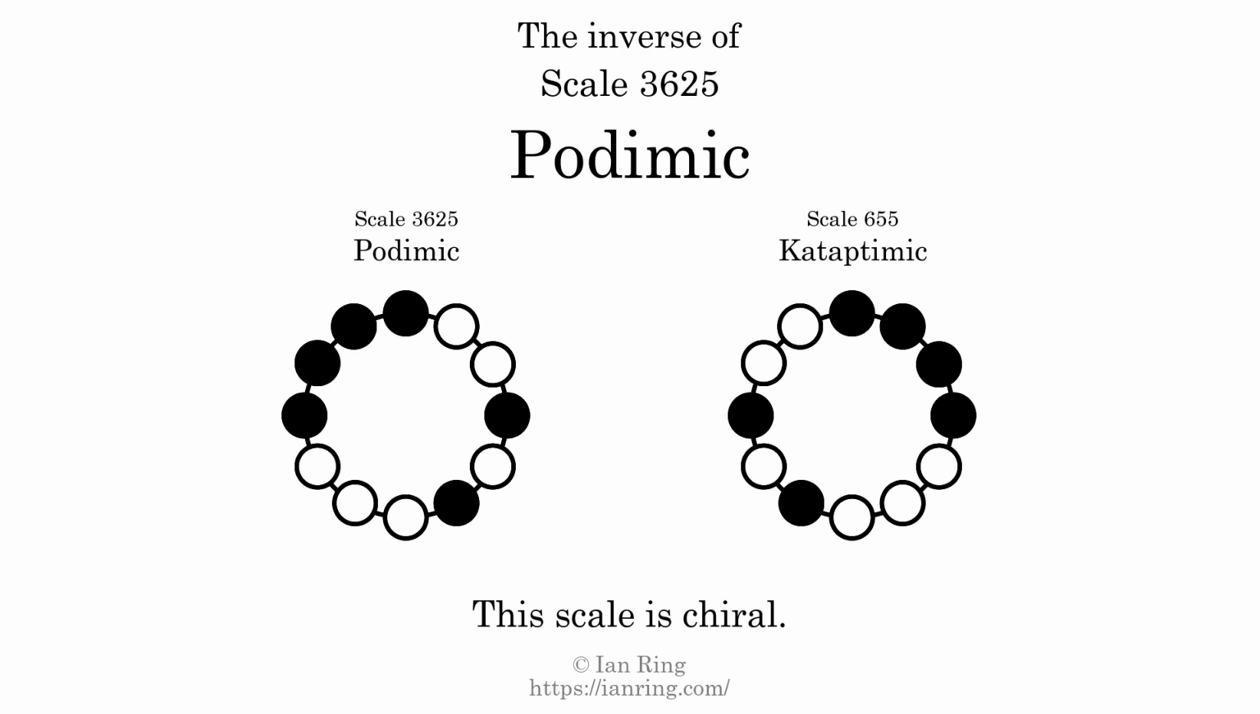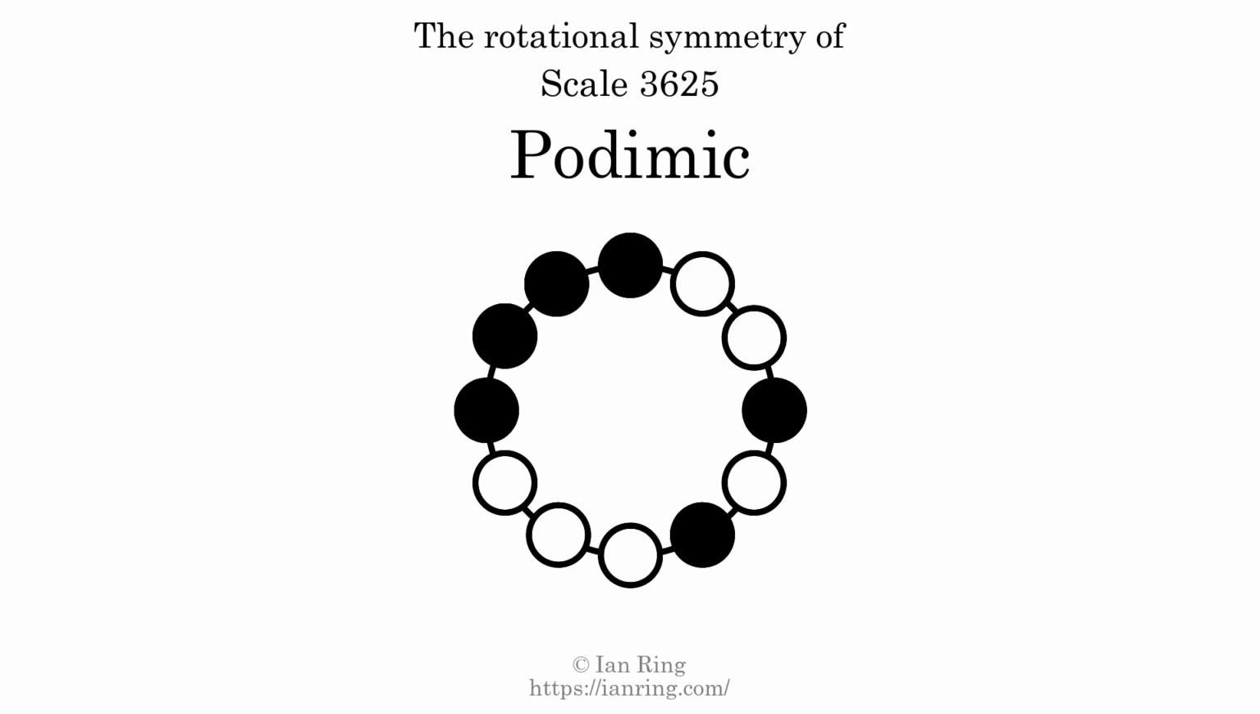The inverse of a scale is a mirror image. It is what you get when the sequence of intervals is reversed. The inverse of this scale is scale 655, also known as catoptomic. This scale is chiral. It cannot transform into its inverse by rotational transformation. This scale has no rotational symmetry.